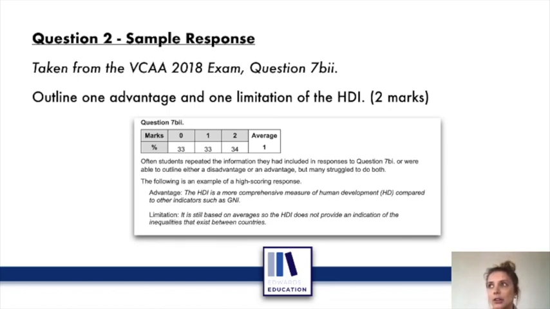They've got other things included such as mean years of schooling, life expectancy, so it gives a more comprehensive representation of human development. The limitation is that it is still based on averages, so it doesn't provide an indication of the inequalities that exist within a country. I would add an example there, for example, those with a disability. It's also really good that in this high scoring response, they've signposted advantage and limitation. That's a very good habit to get into for your assessor to know where your marks are being broken up into.